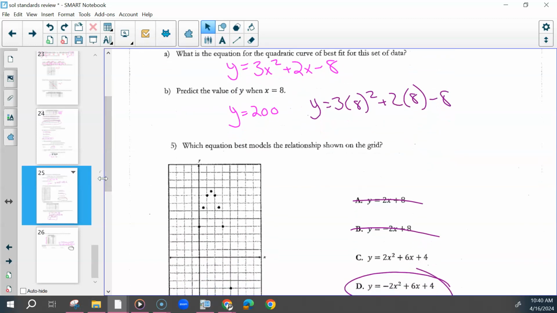Number 5 is asking which best models this. I see it's making the U-shaped parabola, so it can't be linear, A or B, and it's facing down, so it would have to be B.